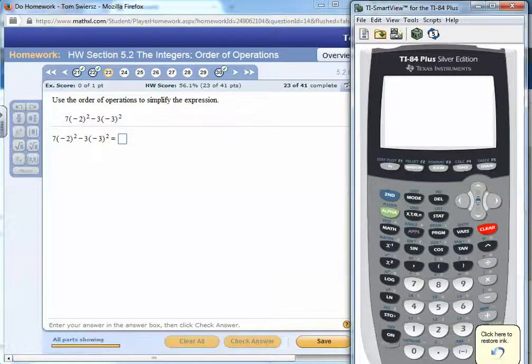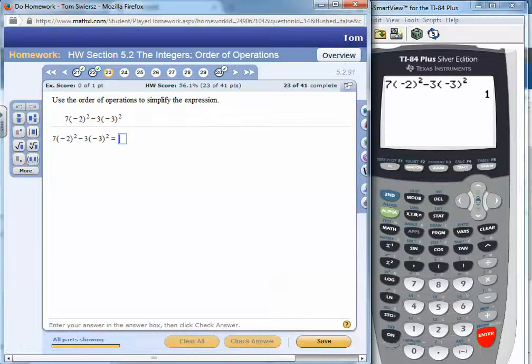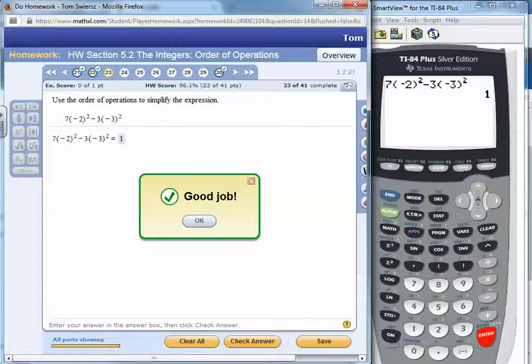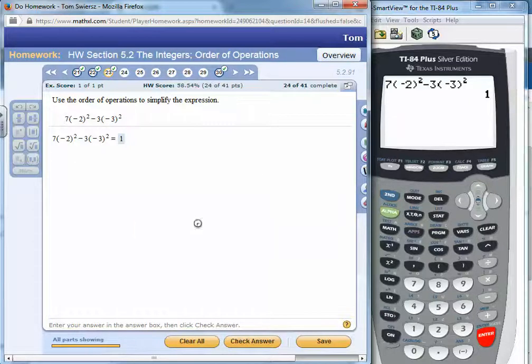Okay, another order of operations, you can do it on your calculator. 7, and then the base is a negative 2. It's squared. Then we're subtracting 3, and the base is a negative 3, and that is also squared. And we get our answer, 1. All right, so you can simply put it in your calculator. Order of operations is built in.